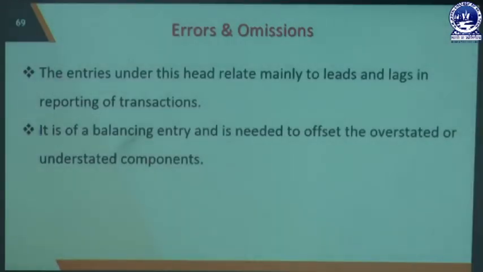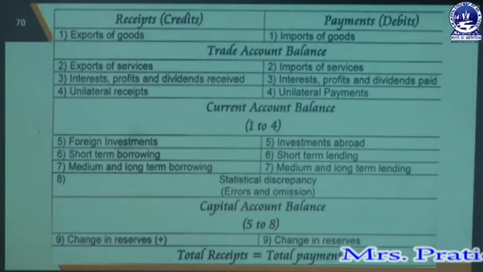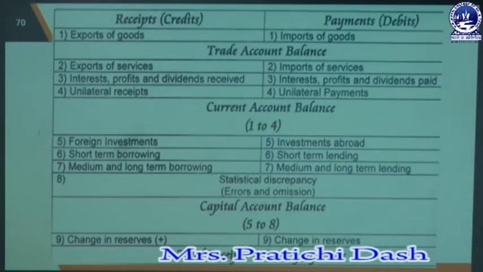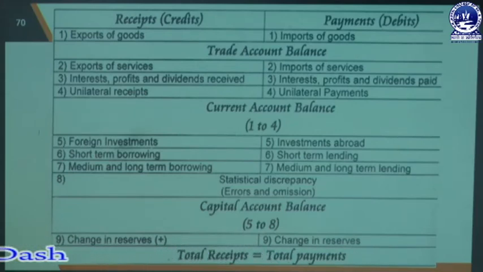Another component is errors and omissions. The entries under this head relate mainly to leads and lags in the reporting of transactions, and it is a balancing entry needed to offset the overstated or understated components. So these are the four components of balance of payments: the current account, the capital account, the reserve account, and errors and omissions.